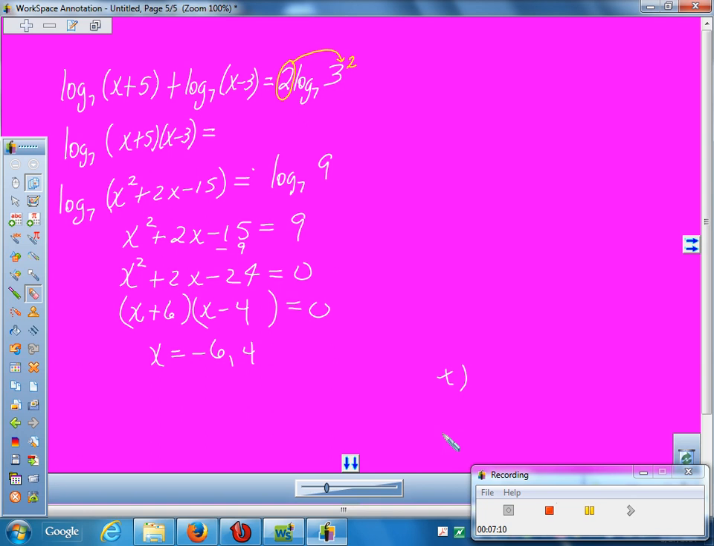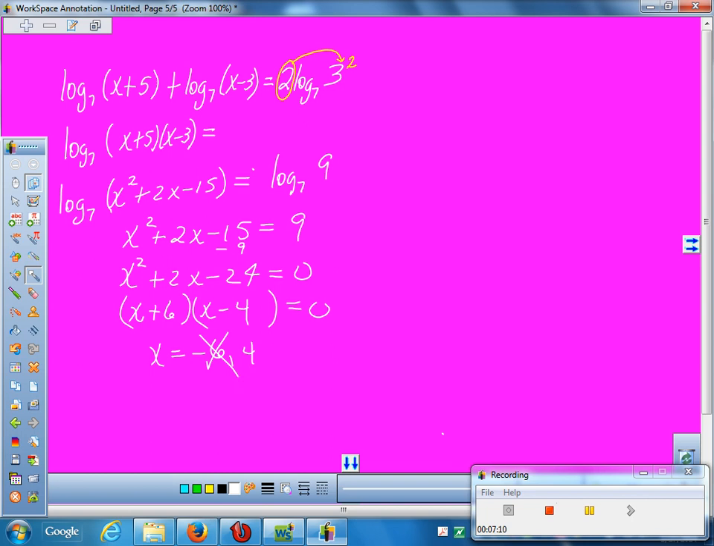Now, I don't expect you to write out a check. I just expect you to go, okay, if I stuck negative 6 back up here in the original problem, if I had negative 6 plus 5, that's negative 1. It crashed and burned right there. I can't have the log of negative 1, so that answer's out.